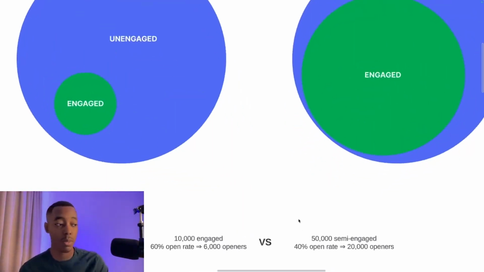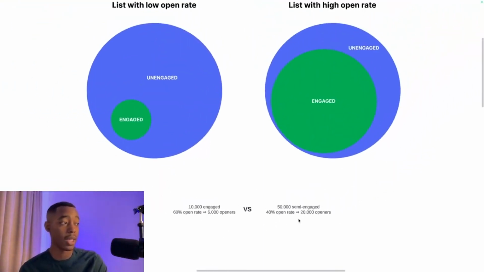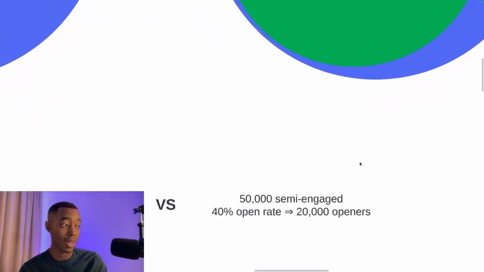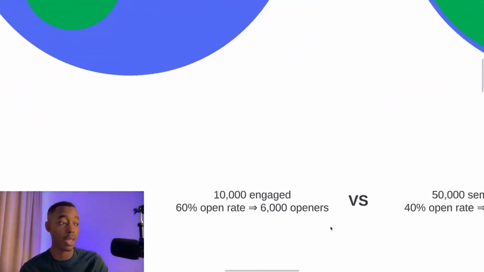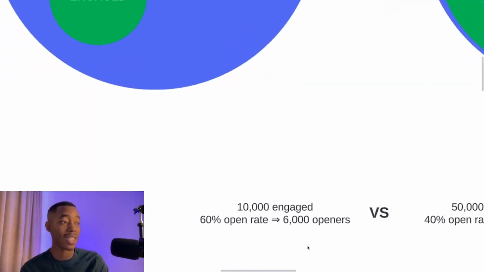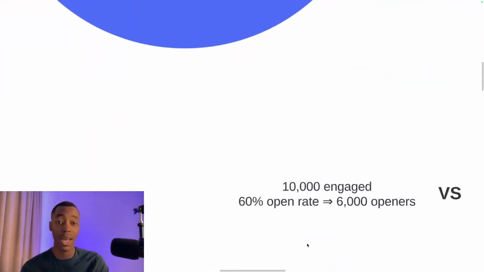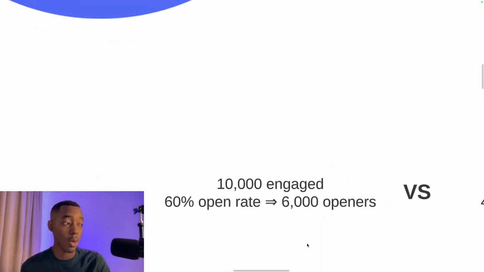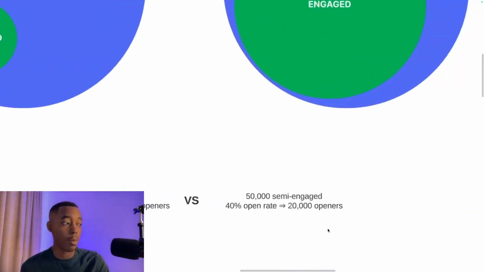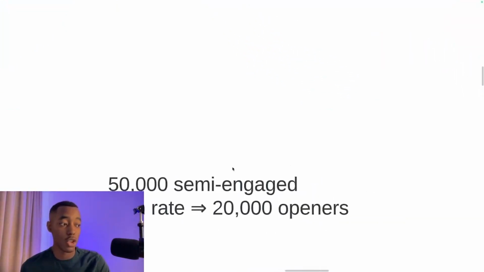And this is a quick example using numbers. Here, you might target these people and get a 40% open rate. That's 20,000 people. But before, you might have had 10,000 people in your engaged audience, and if you emailed them, you would have gotten like a 60% open rate. Now you might think it's great, 60% sounds great on paper, but then you realize that it's only 6,000 people, and you're going to make way more revenue out of these 20,000 openers.